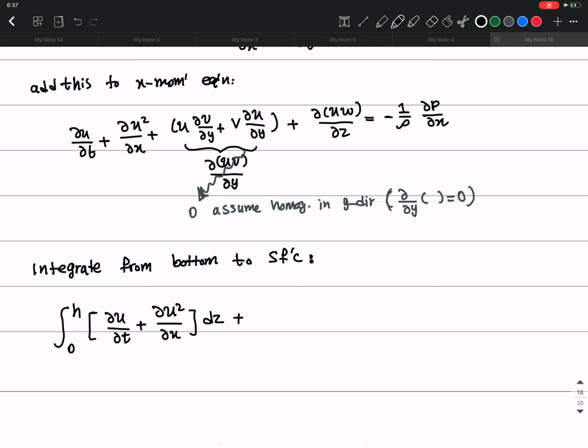Plus, what is the integral of the second term? So the second term, if you take the integral with respect to z, it's just going to be uw, right? So it's going to be uw from 0 to h, equals to minus 1 over rho. I can take it out of the integral because it's a constant. Integral from 0 to h of partial p over partial x dz.